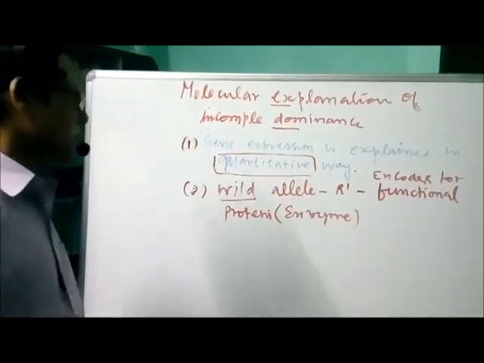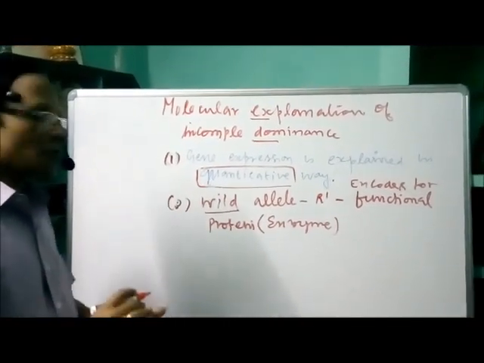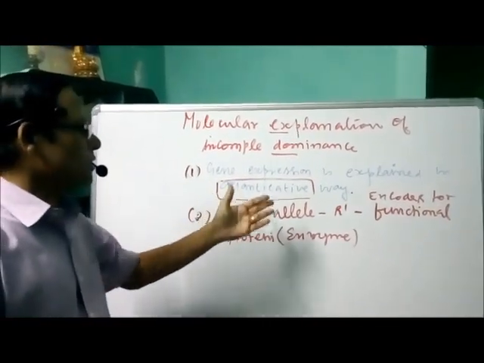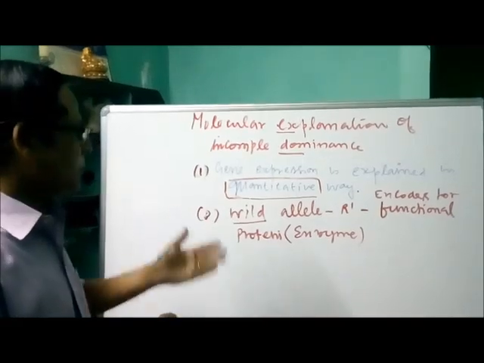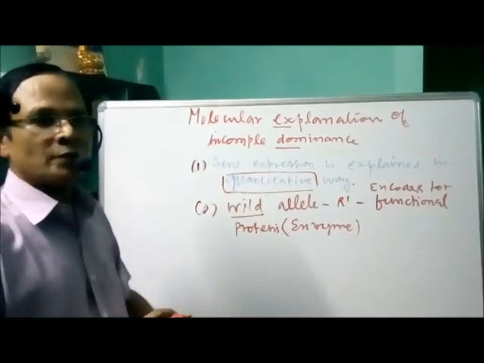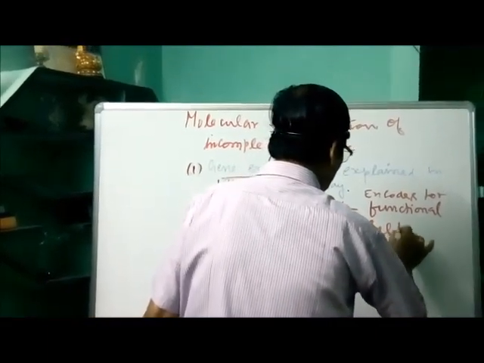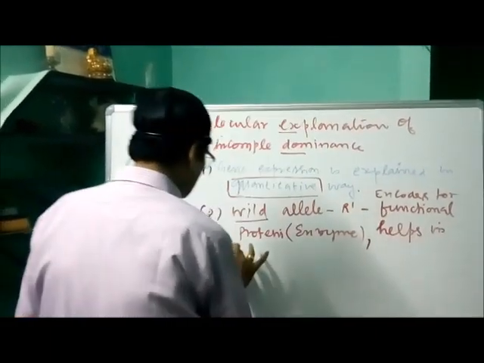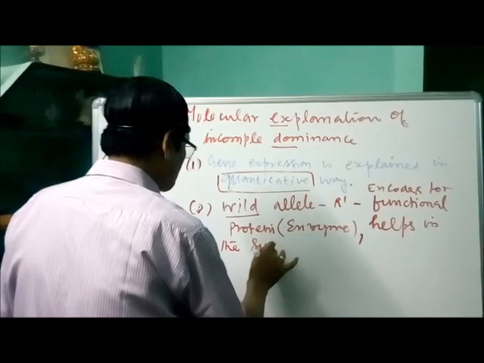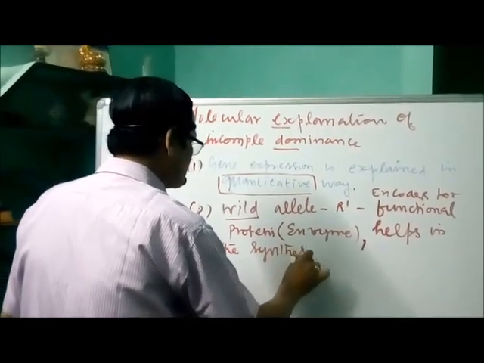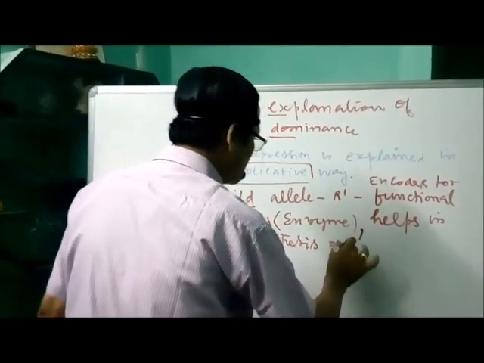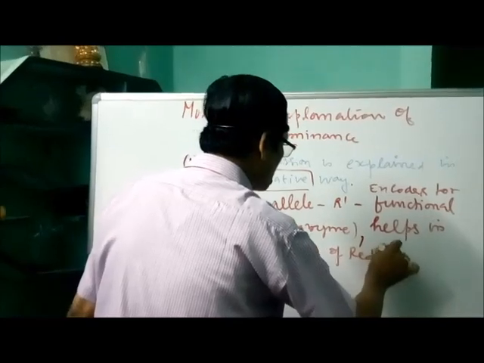So it encodes a functional protein. It is a wild-type, functional allele, and it helps in the synthesis of the red pigment. This is number one. This is a normal allele.